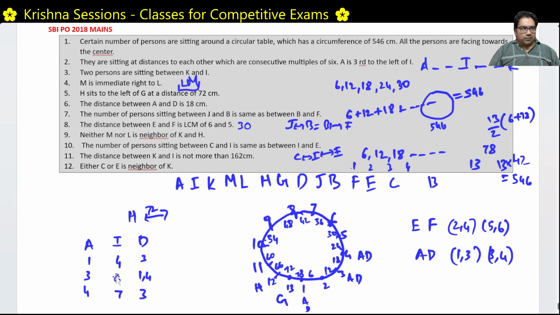D can sit at 1 or 4. If A is sitting at 3, D can sit here also. If A is sitting here, D will have to sit here only. If A is sitting at 4, D will have to sit here only, right?